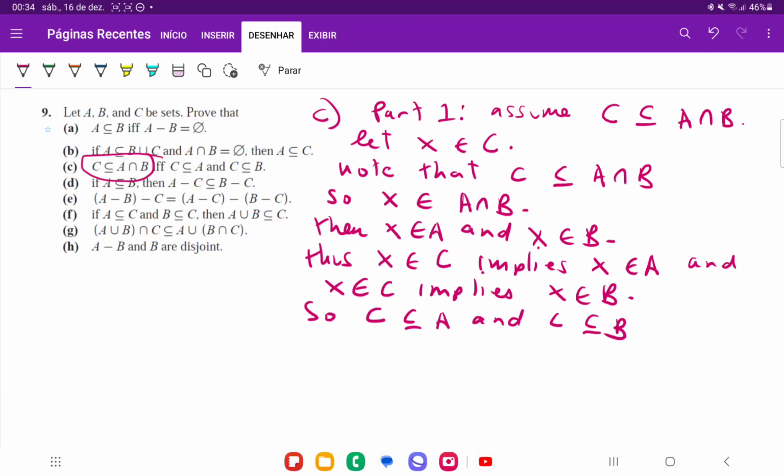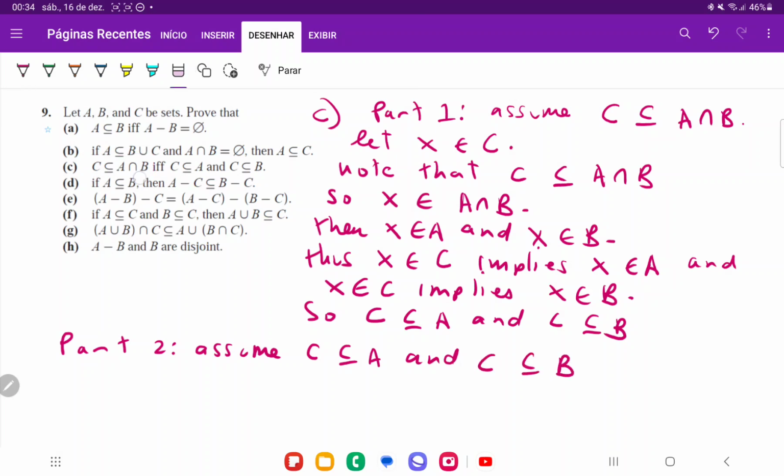So that's it for part 1. And now we're going to do part 2. So for part 2, assume that C is a subset of A and C is a subset of B. And so what we want to show here is that it leads to C being a subset of A intersection B. So we're going to say, let Y belong to C, right?